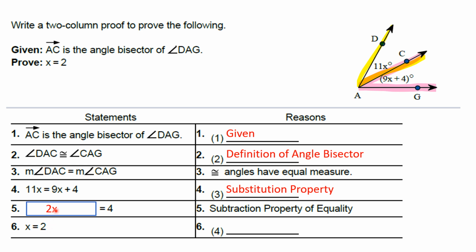All right, now from line 5 to line 6, we go from 2x equals 4 to x equals 2. How are we going to get x by itself? What are we going to have to do? We're going to divide both sides by 2. And what property allows us to do that? The division property of equality. Perfect.